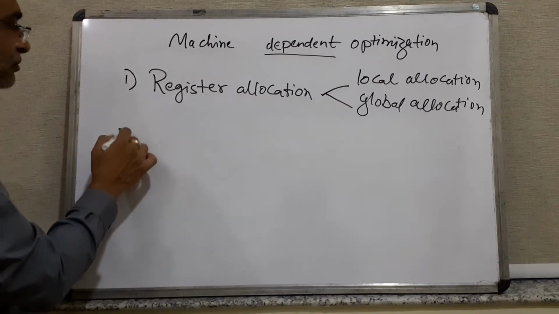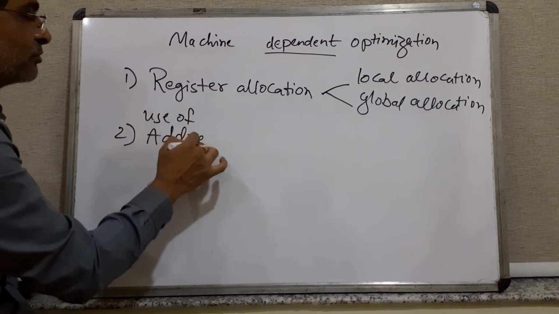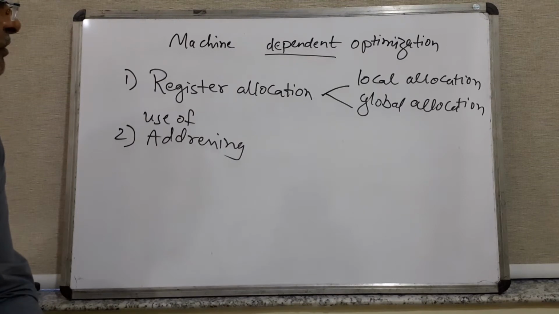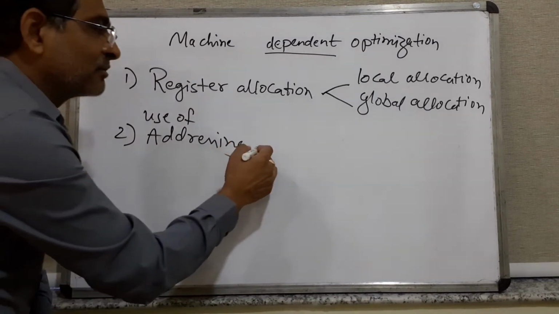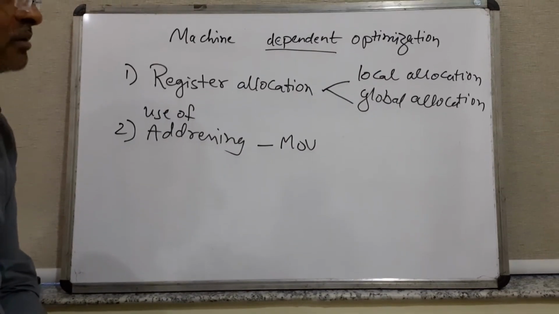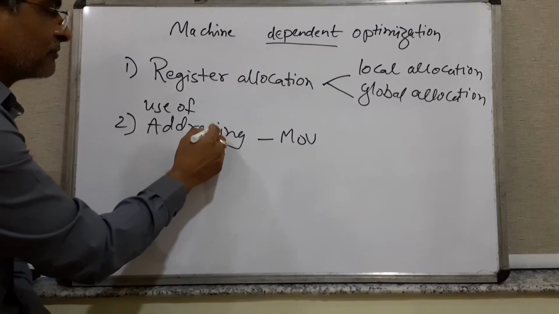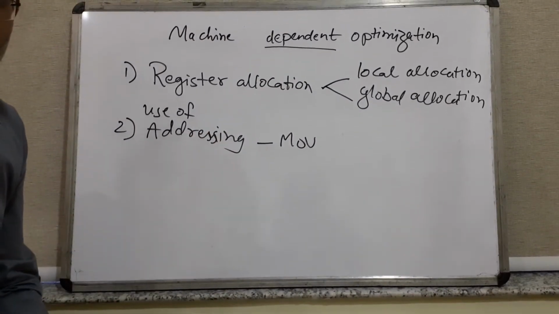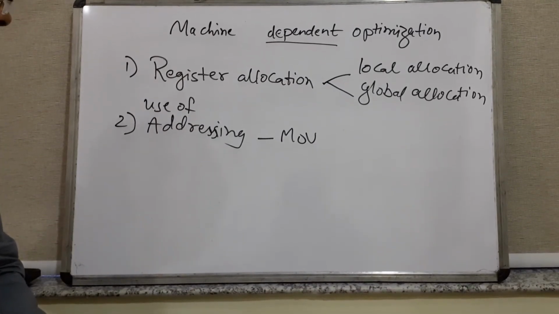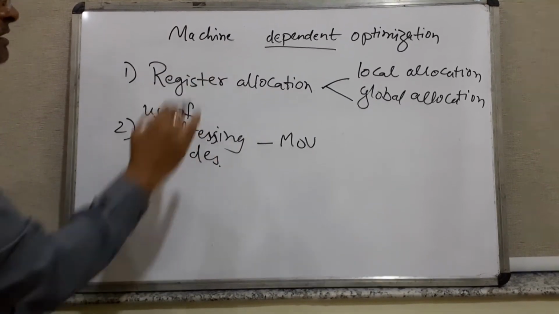Next is the use of addressing modes. Addressing modes would be different for different types of systems, right? We have seen some of the addressing modes, and we have also seen examples of all of them with the help of the move instruction: direct addressing mode, immediate addressing mode, indirect addressing mode. All such things we have already seen, and considering this, there could be some machine dependent optimization techniques which are possible. So use of addressing modes is one of the techniques which is available.